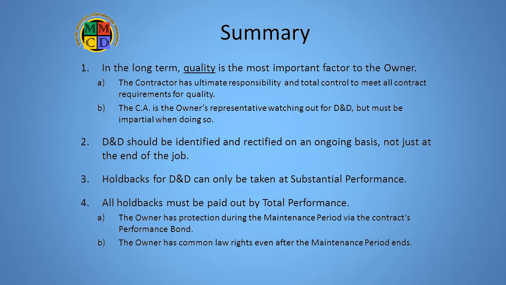Number two, defects and deficiencies should be identified and rectified on an ongoing basis, not just at the end of the job. Number three, holdbacks for defects and deficiencies can only be taken at substantial performance. Number four, all holdbacks must be paid out by total performance. The owner has protection during the maintenance period via the contract's performance bond, and further common law rights even after the maintenance period ends.